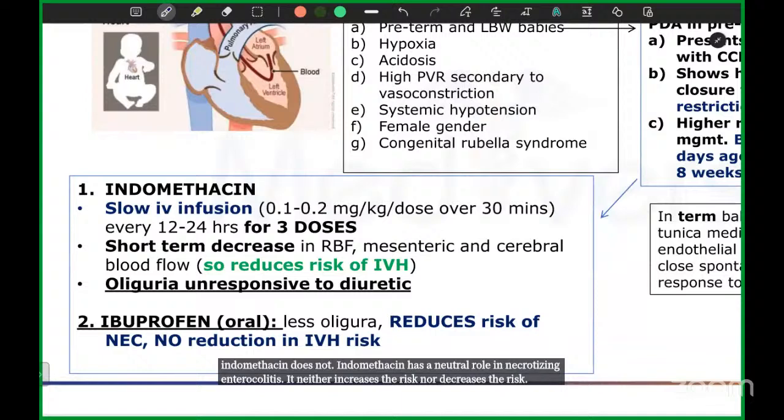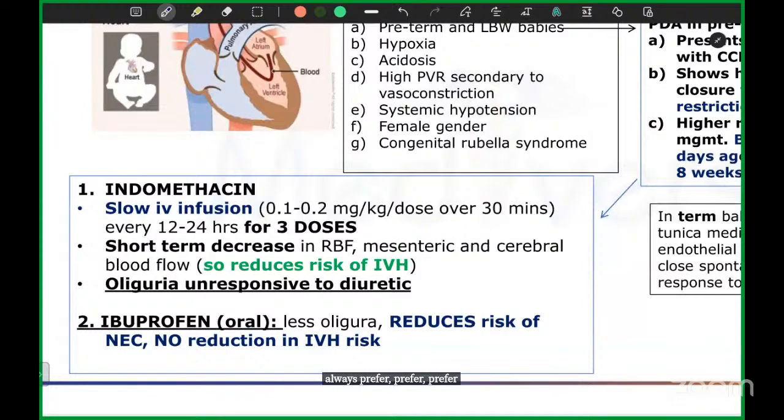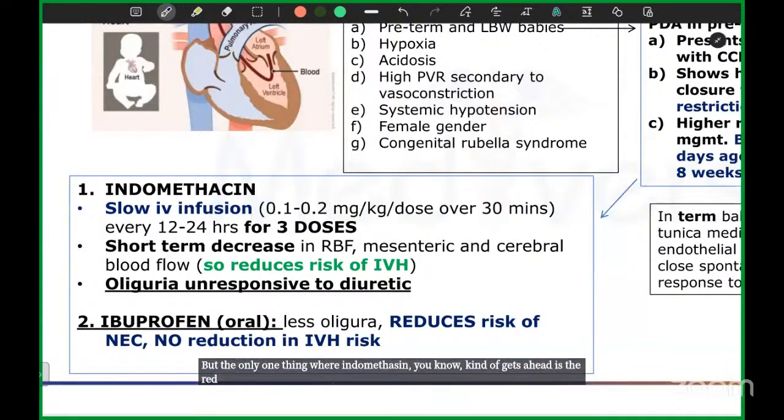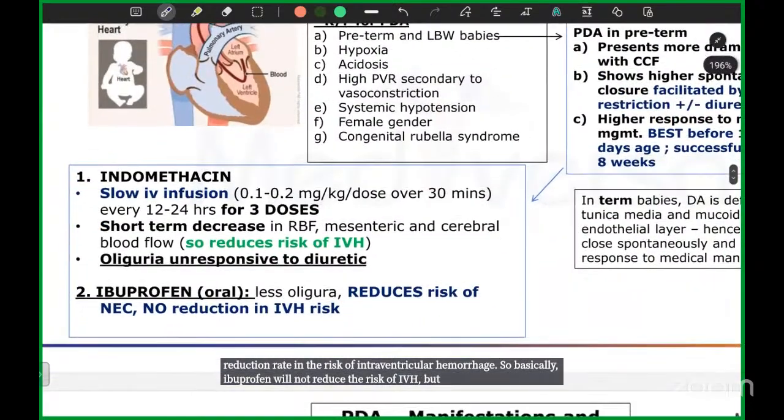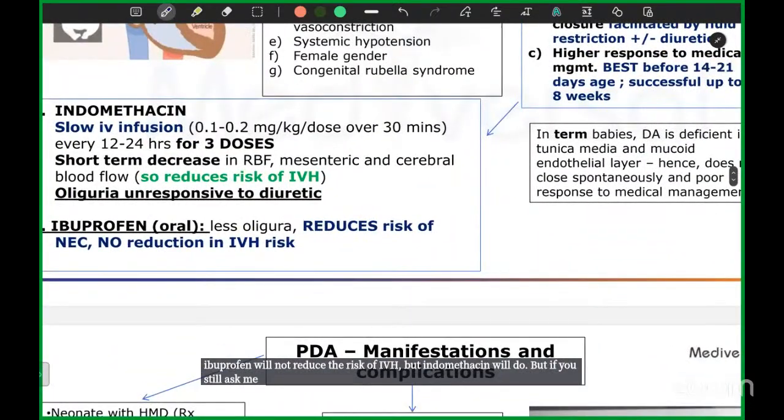But now here you have a drug, because any preterm is very predisposed to develop necrotizing enterocolitis. Anytime you have a preterm who is at risk of NEC, always prefer ibuprofen. Less oliguria, less chances of renal failure, less AKI. But the only thing where indomethacin gets ahead is the reduction in the risk of intraventricular hemorrhage. So basically, ibuprofen will not reduce the risk of IVH, but indomethacin will. But if you still ask me what's better, it's always ibuprofen.